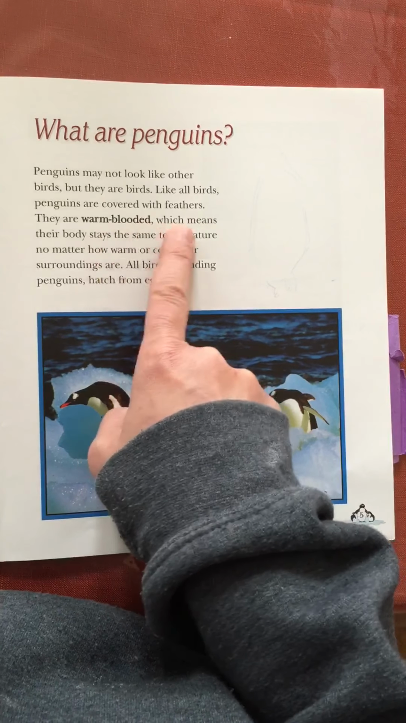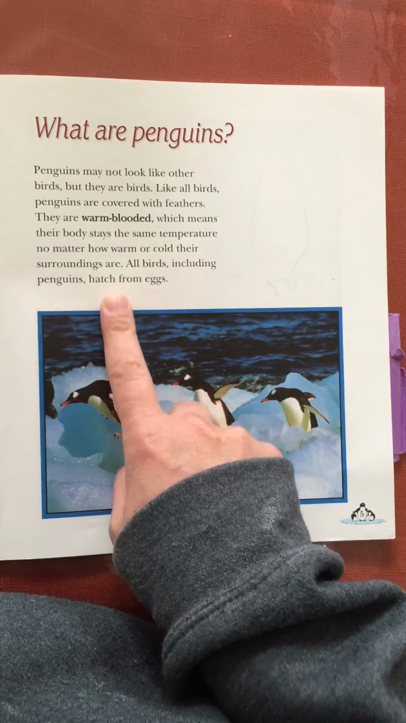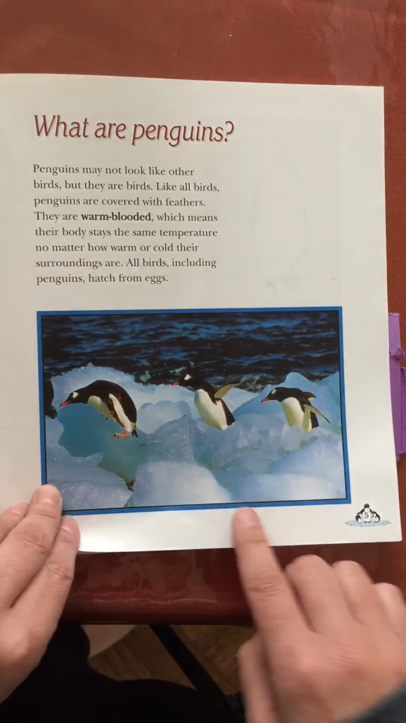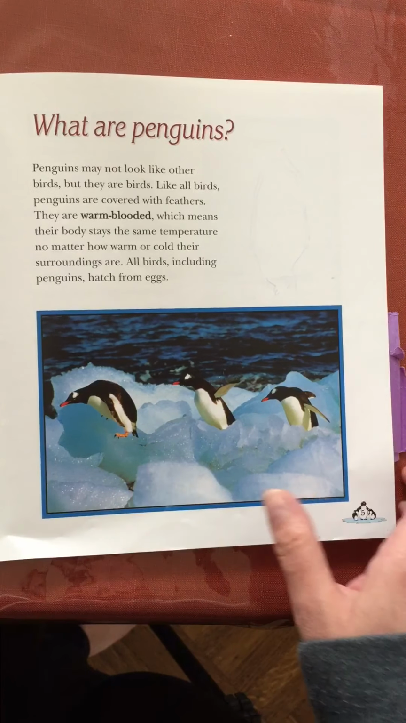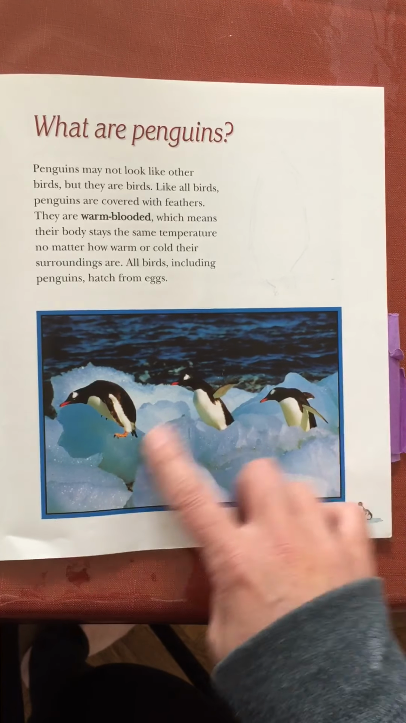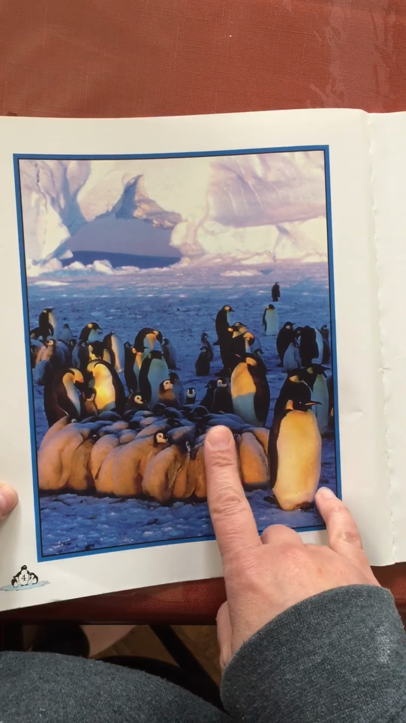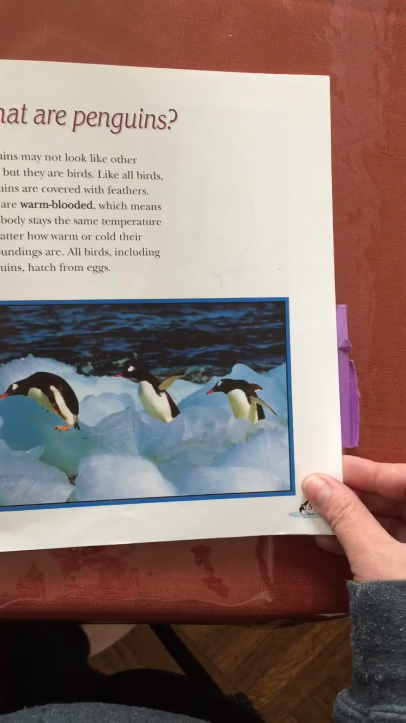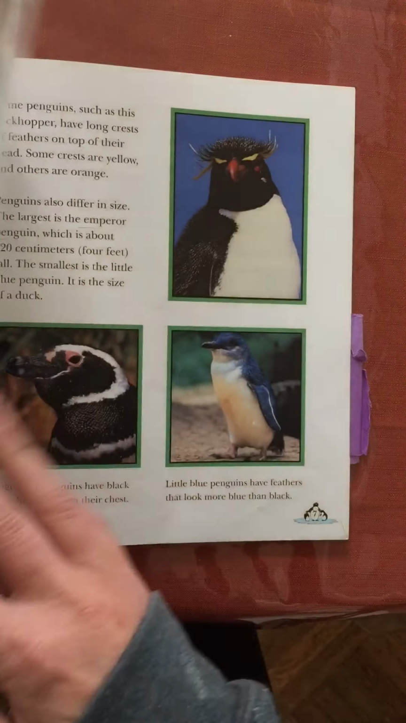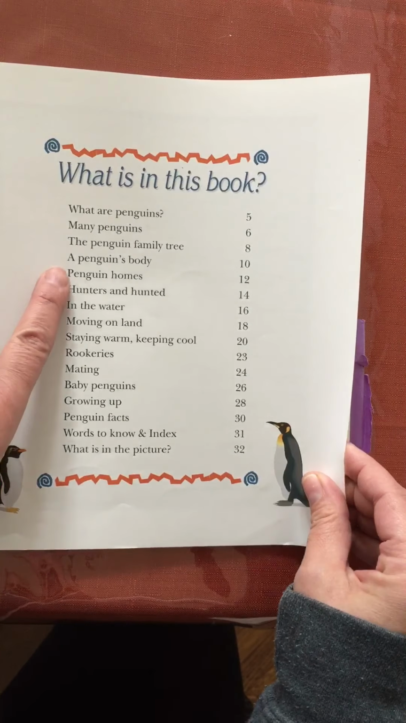So the author comes right out and tells me what this word means here. All birds, including penguins, hatch from eggs. And I'm going to study this, and it looks like penguins are warm-blooded, which means their body temperature stays the same, even though it really looks like they live in places that are very cold. So I'm wondering how they do that. And here they are on the ice, and they look like they're hopping around.